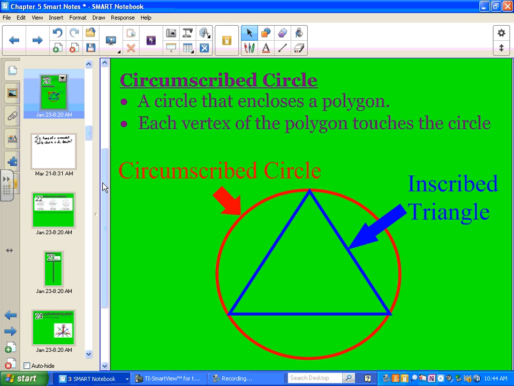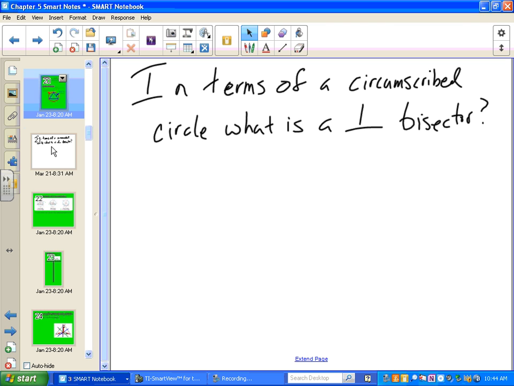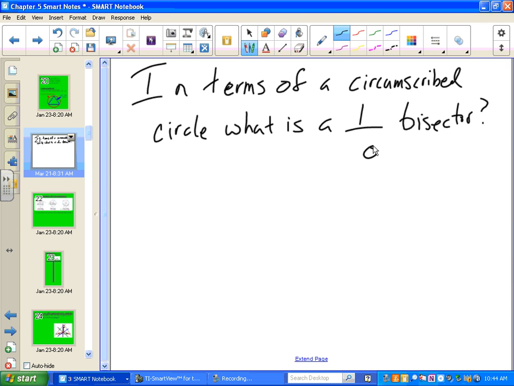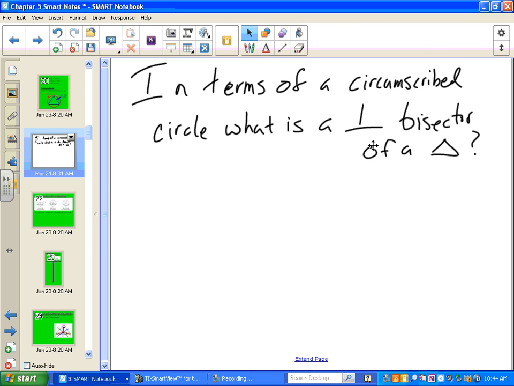Here's my question to you, and I want you to answer this. You can answer this on the bottom of the page. In terms of a circumscribed circle, what is a perpendicular bisector of a triangle? Answer at the bottom of the page, please.